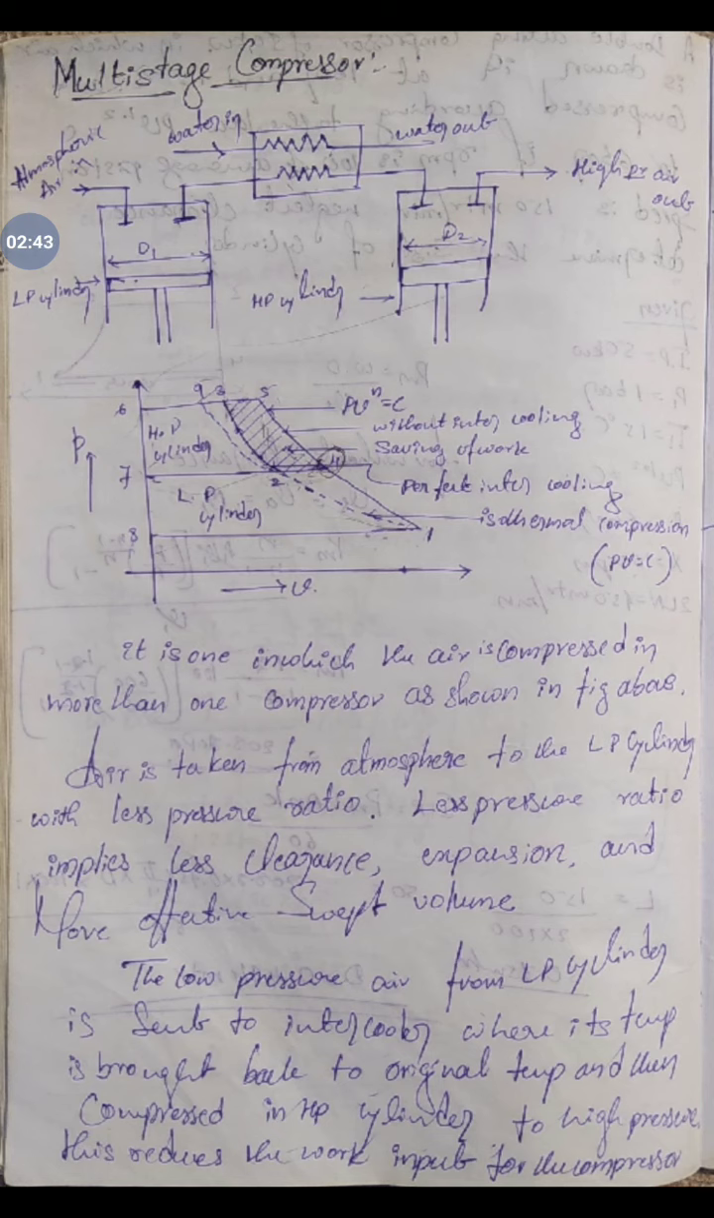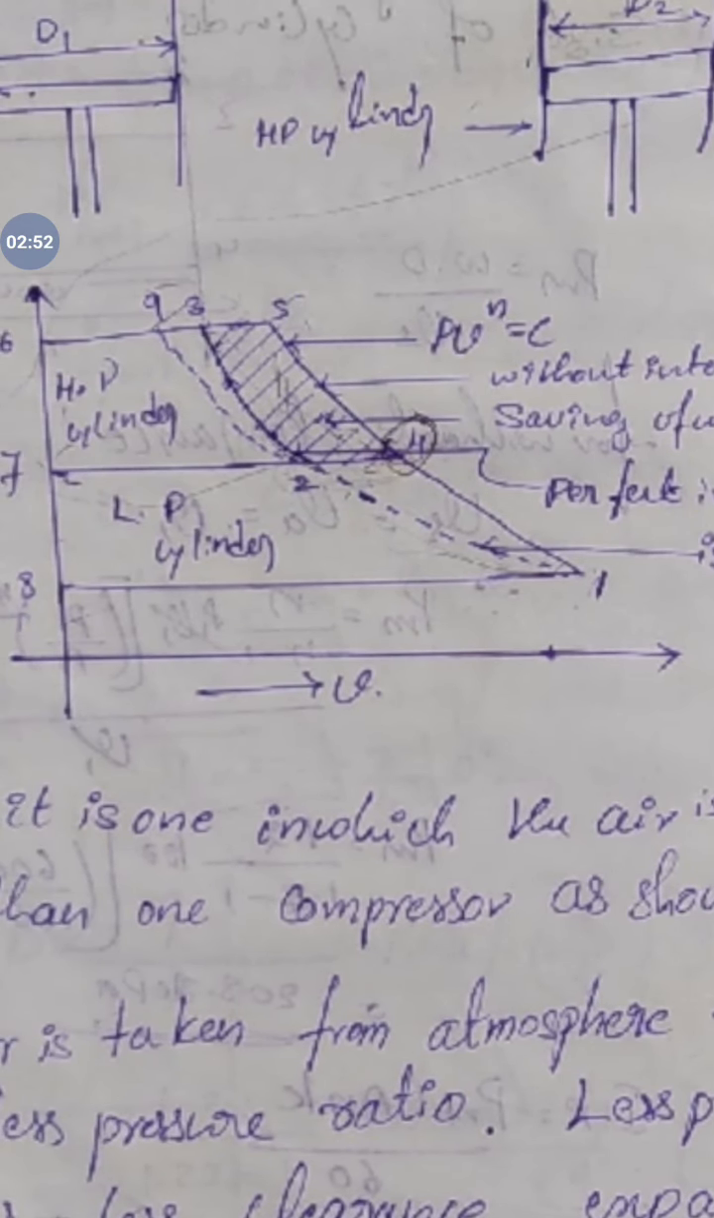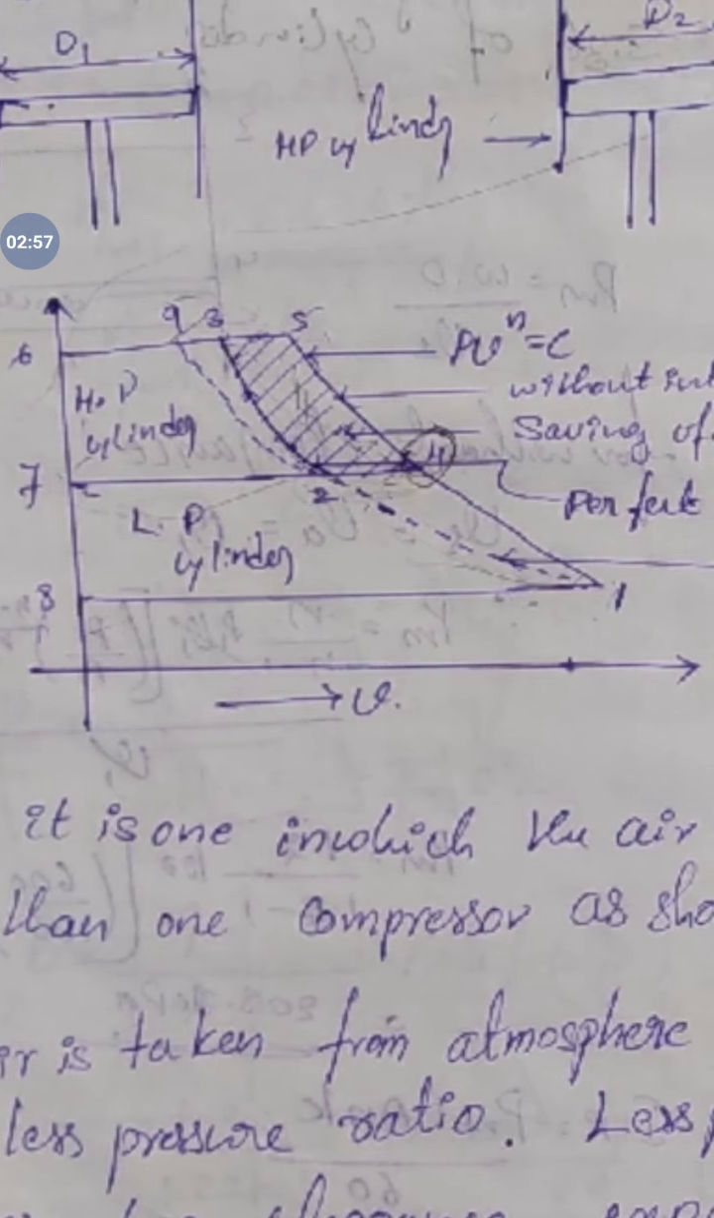How we can reduce the work required to compress the air, you can see in the PV diagram. The compression starts from point 1. From 1 to 4 adiabatic compression takes place. Then from 4 to 2 intercooling takes place, that is, we have provided the intercooler between the LP cylinder and the HP cylinder. At point 2, the temperature will be equal to the temperature at point 1, that is, T2 equals T1. Then once again compression takes place in the HP cylinder adiabatically from point 2 to point 3.